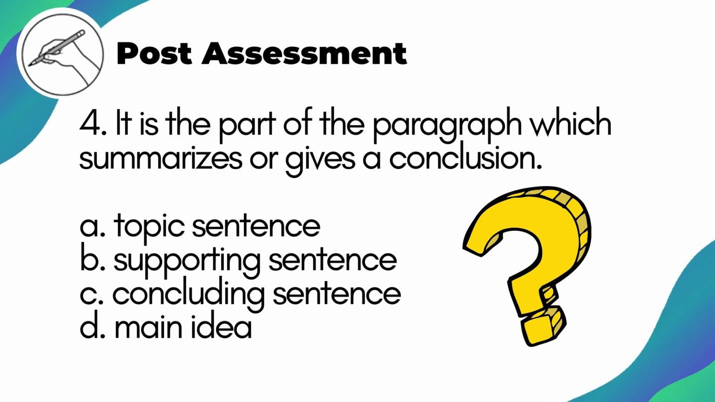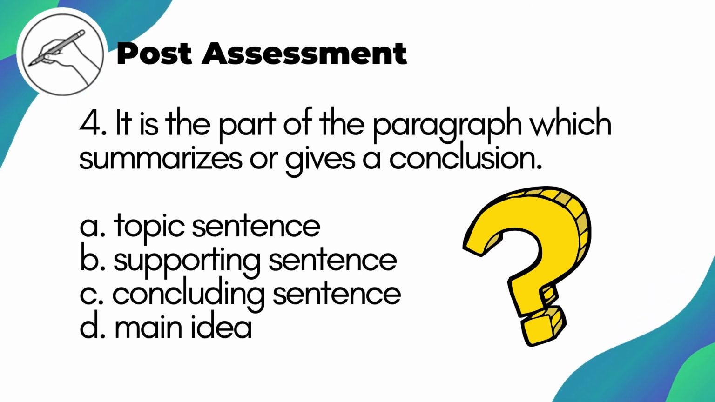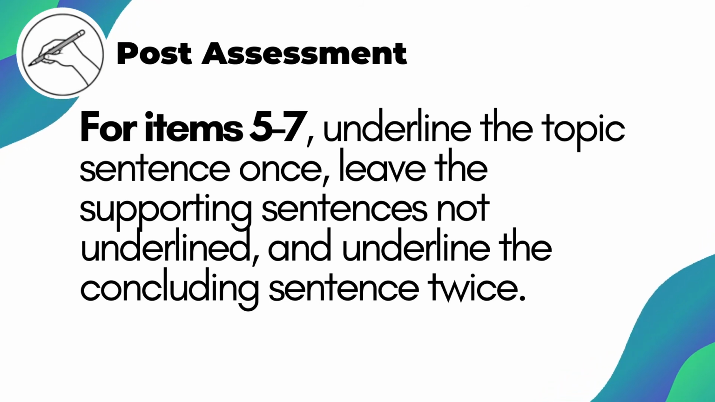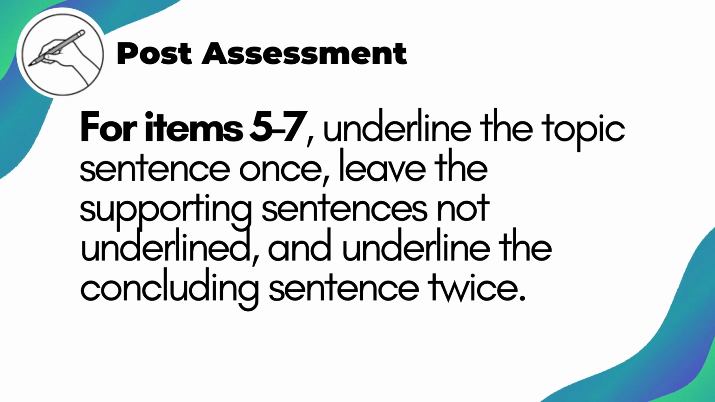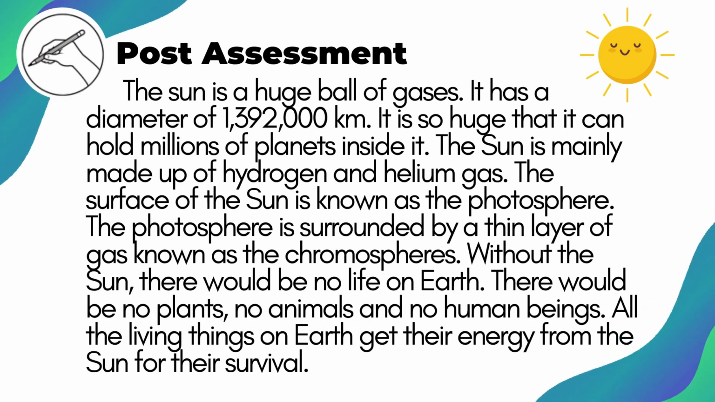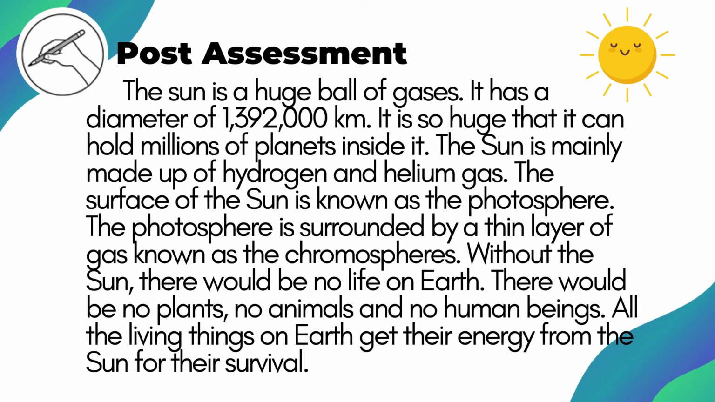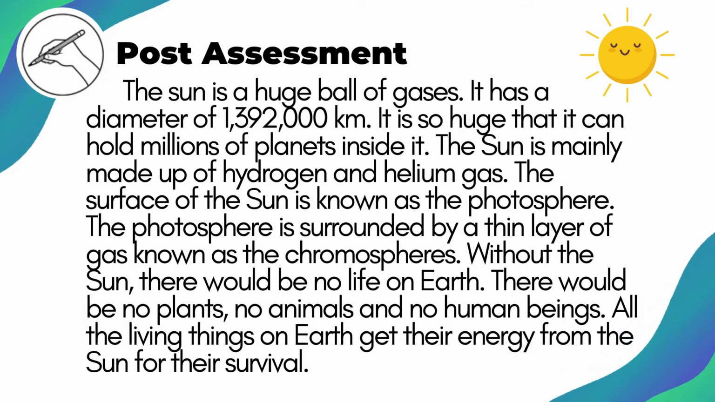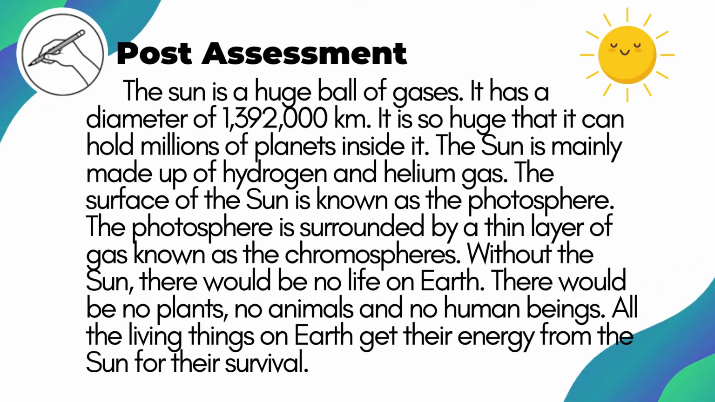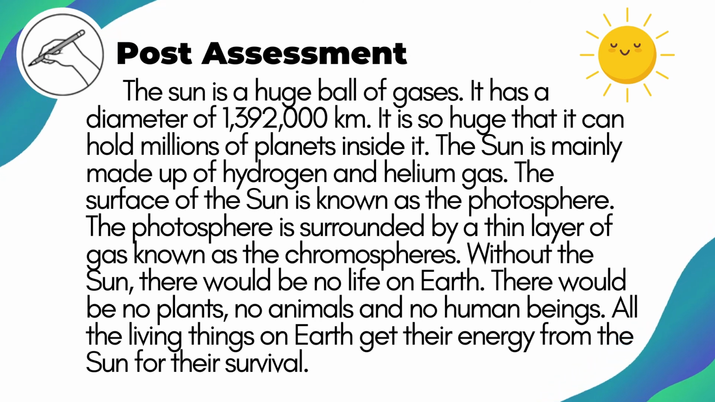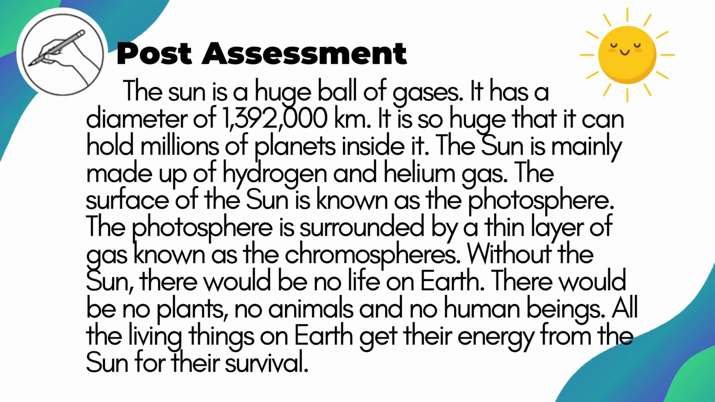For items 5 to 7, underline the topic sentence once, leave the supporting sentences not underlined, and underline the concluding sentence twice. The Sun is a huge ball of gases. It has a diameter of 1,392,000 kilometers. It is so huge that it can hold millions of planets inside it. The Sun is mainly made of hydrogen and helium gas. The surface of the Sun is known as the photosphere. The photosphere is surrounded by a thin layer of gas known as the chromosphere.